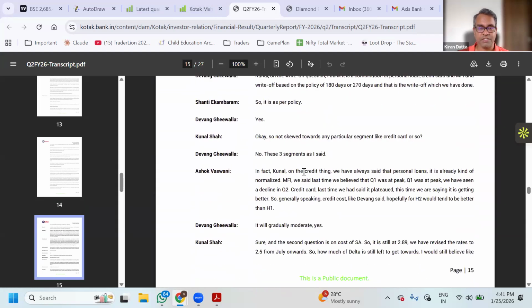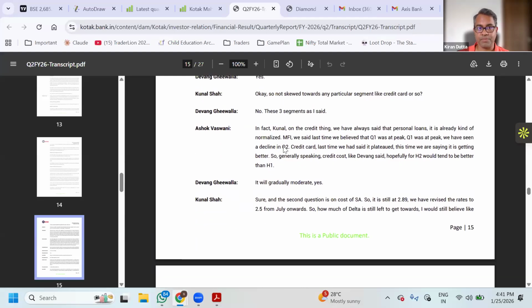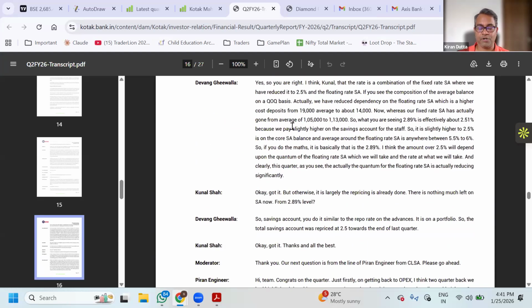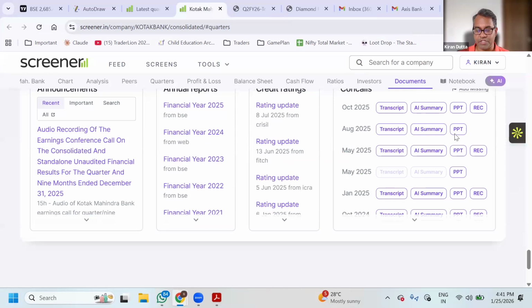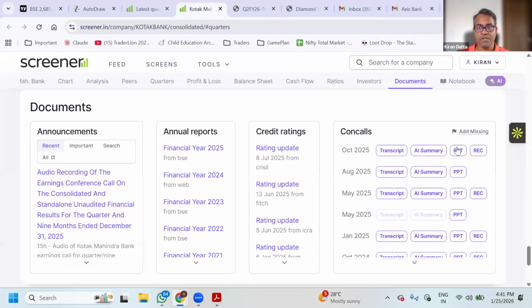I'm not saying it is easy. It is going to be a little difficult, but over a period of time, if you want to build a career in this, or if you want to really understand what is going on in the Kotak Bank, you can go through this document in detail. This is a publicly available document, that is on the screen.